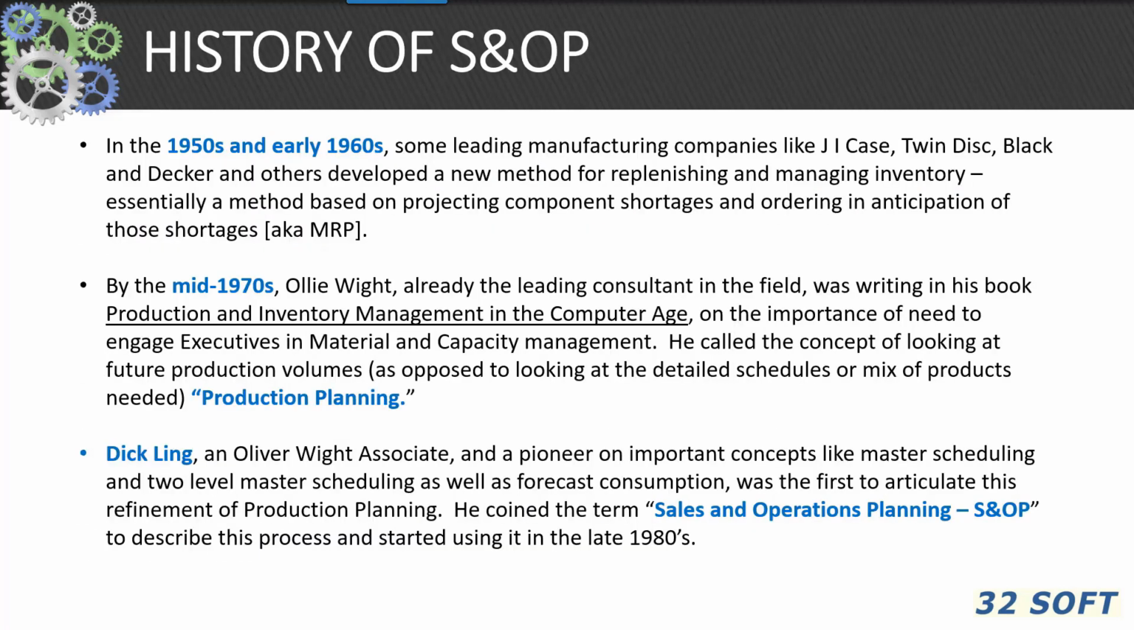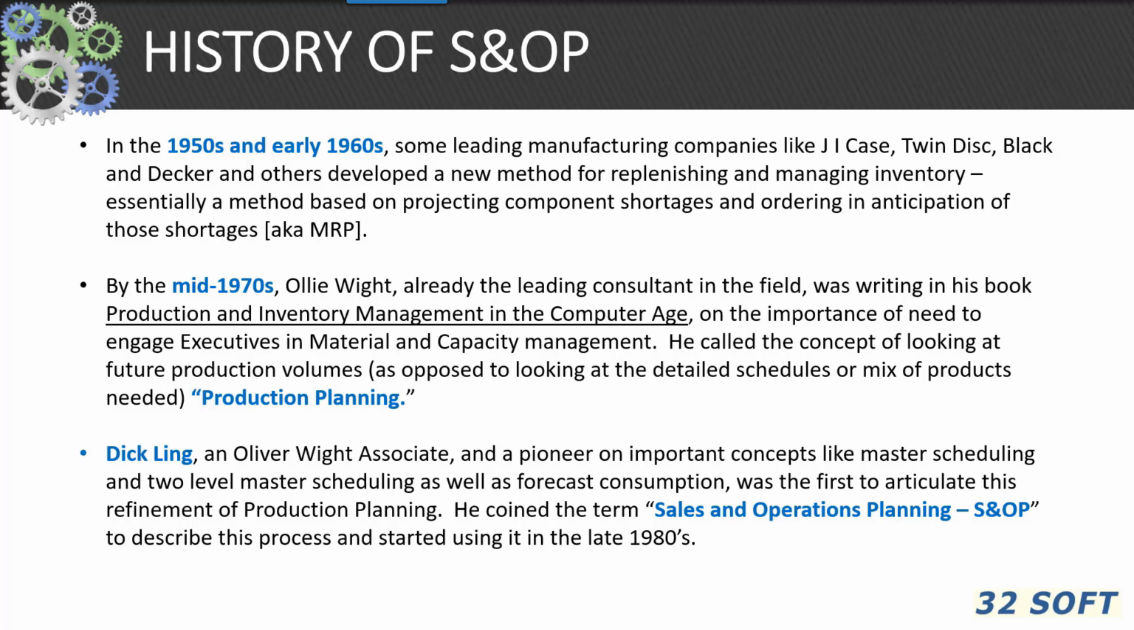In the 1950s and early 1960s, some leading manufacturers, companies like J.I. Case, Twin Disc, Black & Decker, and others, developed a new method for replenishing and managing inventory. Some of us refer to this as MRP, and we've talked about that process before.